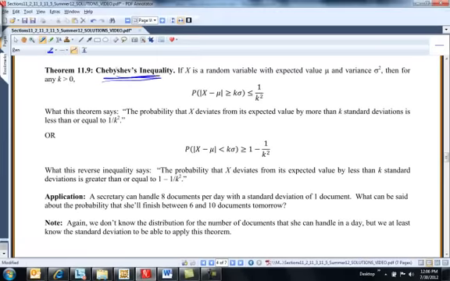Now Chebyshev's is similar, but here you would know the mean and the standard deviation, so you can say a little bit more. Let x be a random variable with expected value mu and variance sigma squared. Then for any k bigger than 0, the probability that x minus mu is more than k standard deviations is less than or equal to 1 over k squared. The probability that x is within k standard deviations of the mean is at least 1 minus 1 over k squared.